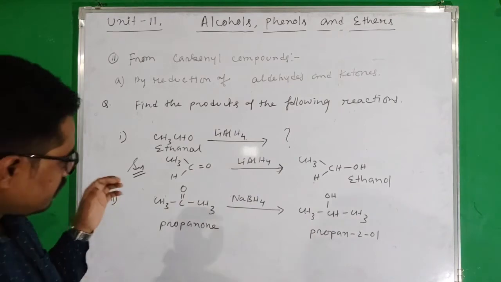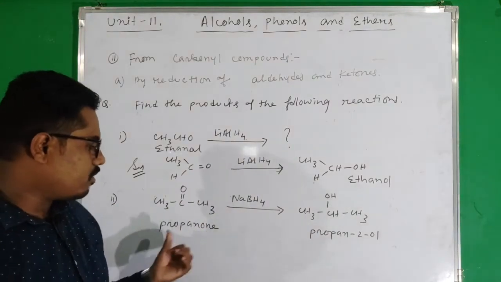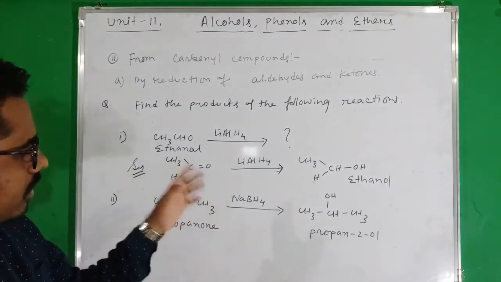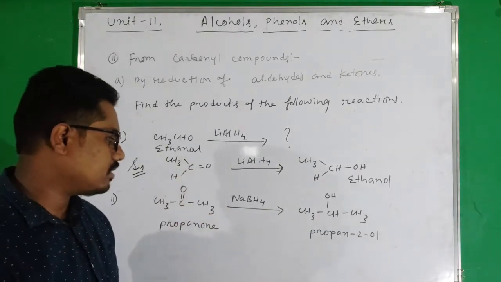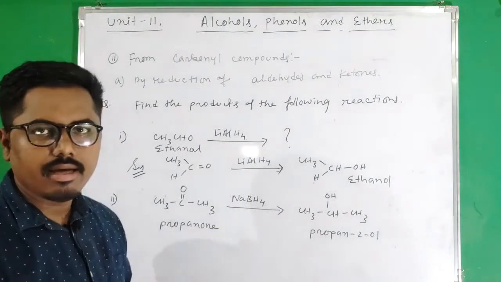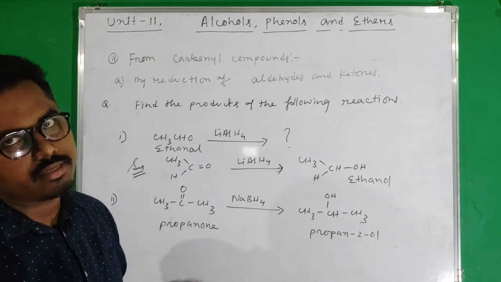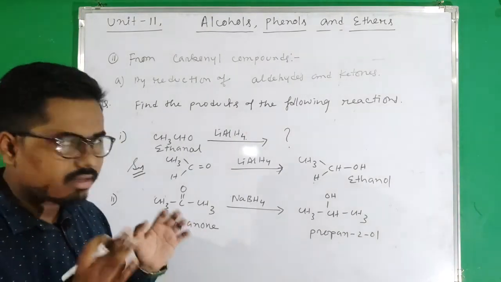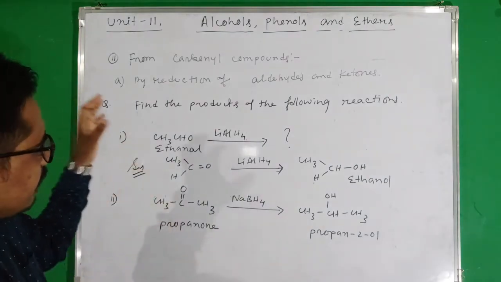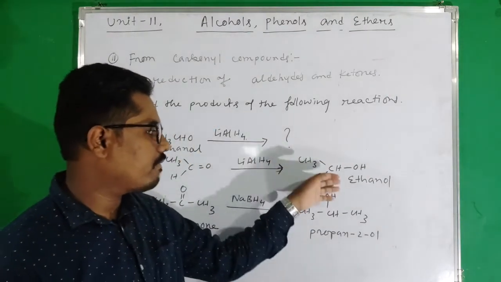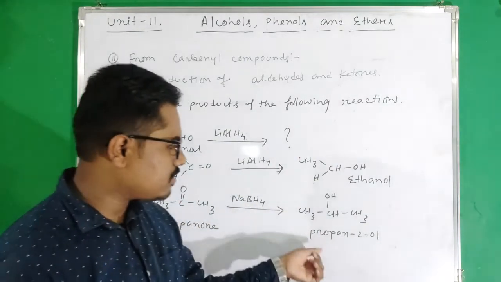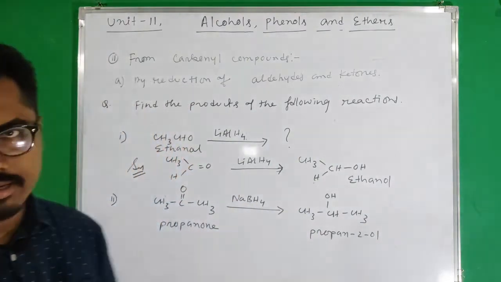Again we are converting propanone into propan-2-ol by reducing it using the reducing agent sodium borohydride, or you can use lithium aluminium hydride, hydrogen in presence of nickel, whatever reducing agent you want to use. So we have seen that when aldehydes are reduced, they will give primary alcohols, and when ketones are reduced, then they will give us secondary alcohols.